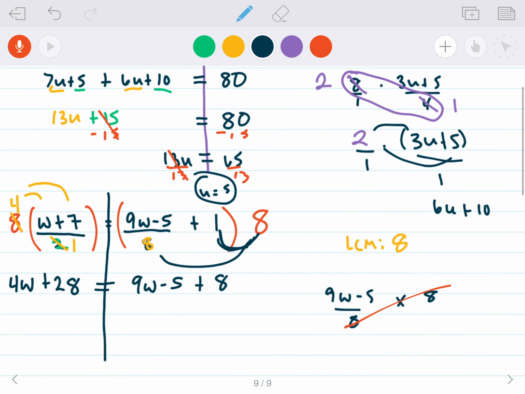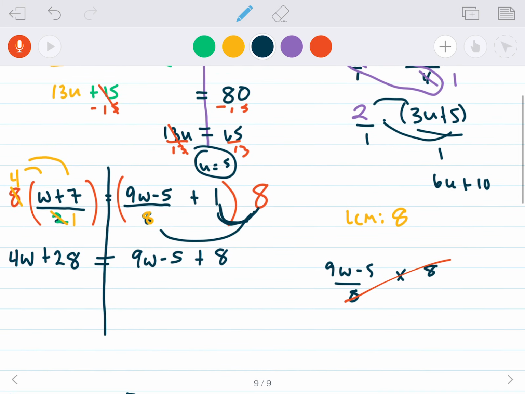Okay. Now that the fractions are gone, I want to combine like terms, collect my w's on one side. So first thing I notice is that I can combine these negative 5 and positive 8 to a positive 3. I didn't add 3 to both sides, I just made this look different, so the scale is still balanced.